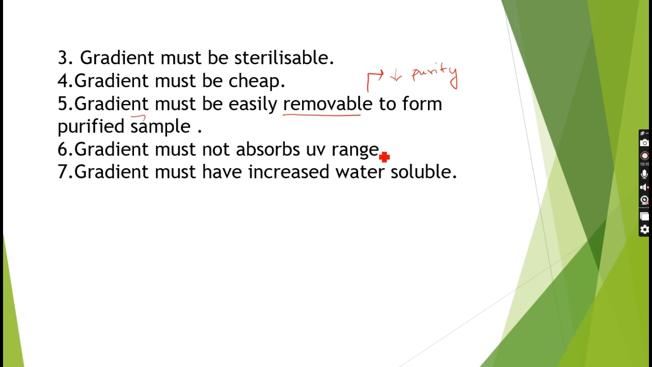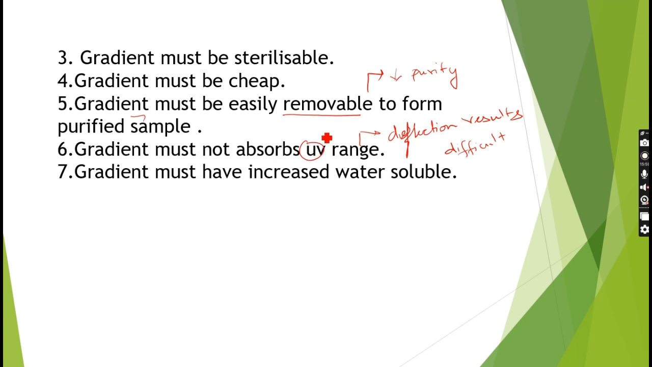The gradient must not absorb the UV range, because separated biomolecules will undergo further colorimetry and spectrometry tests. If it absorbs the UV range, it may cause a deflection in the results of the UV range. A deflection in the results will cause difficulty in identification of components, because each biomolecule has a specific UV range. A protein has a different UV range and a carbohydrate has a different UV range. Like that, each one has a different UV range.